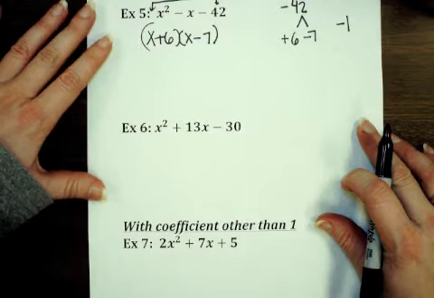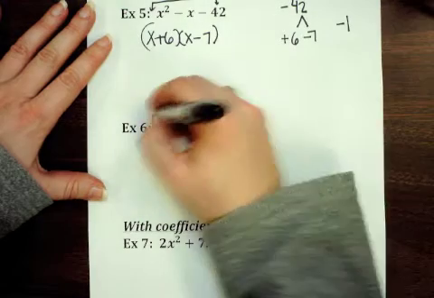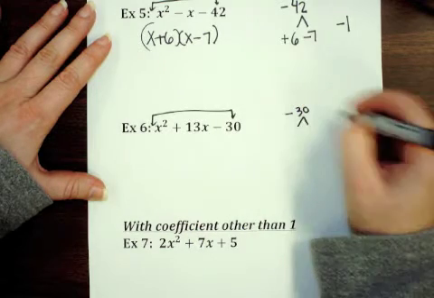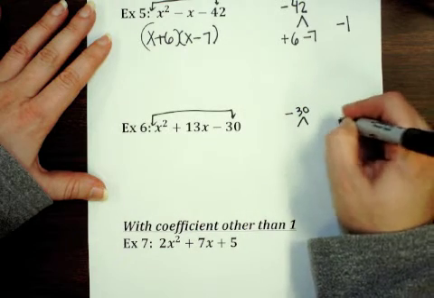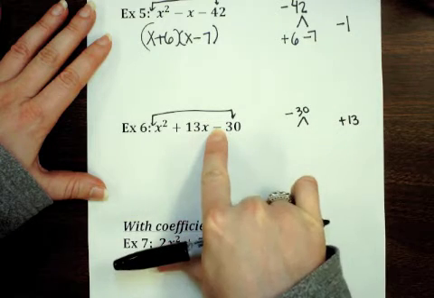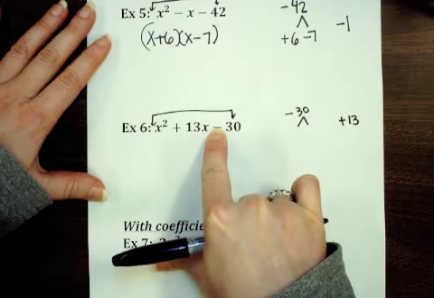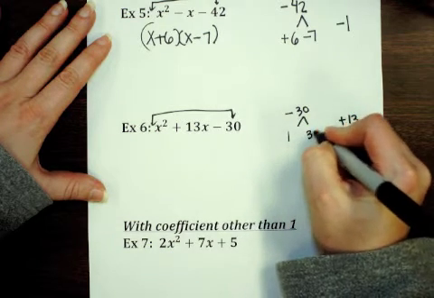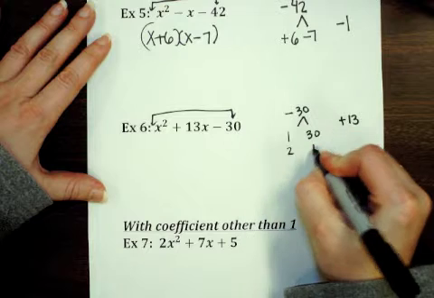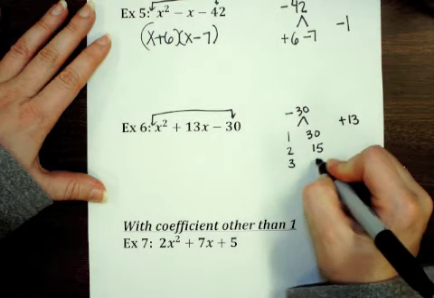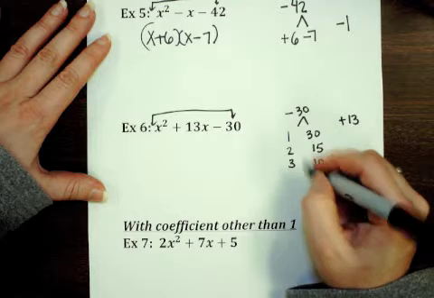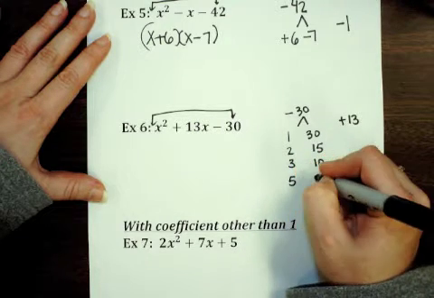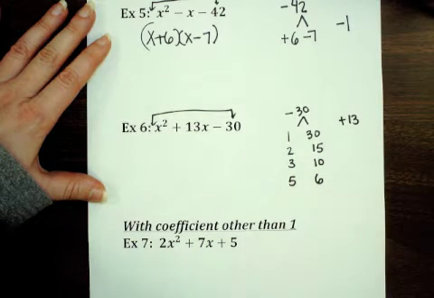In example 6, I say what multiplies to give me negative 30 but adds to give me positive 13. Signs are going to be different. So I'll go through and I'll show you how you do the whole list. So 1 times 30, 2 times 15, 3 times 10, 4 doesn't go into it, and then 5 times 6.